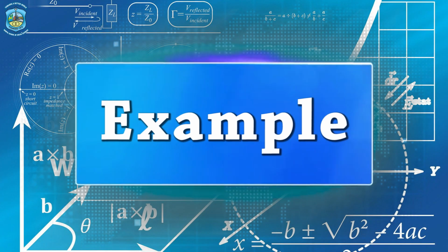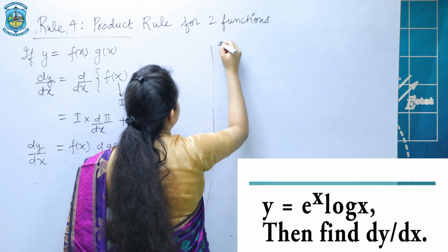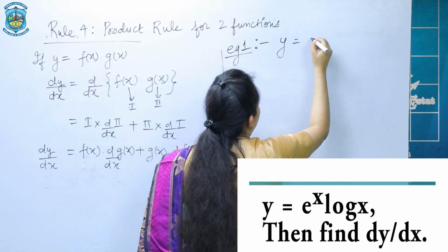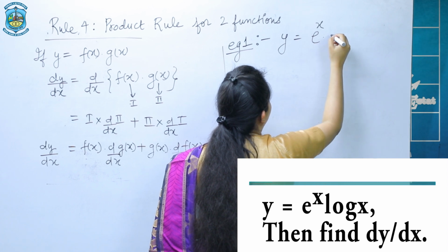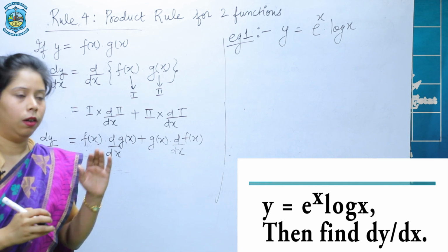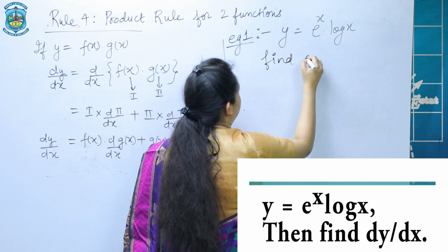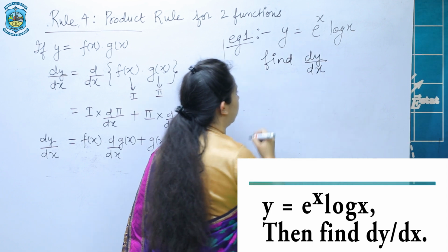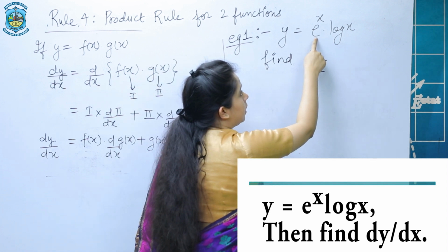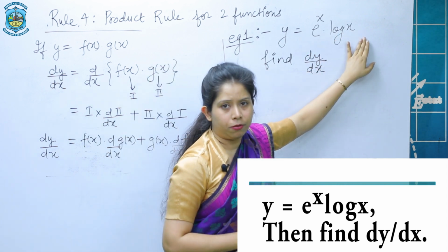Now let us understand this with the help of an example. The first example we are taking is: if y is equal to e raised to the power x into log x. This is the function and we wish to find the value of the derivative of the function. Here we have a product of two functions. One function is the exponential function and the other one is the logarithmic function.